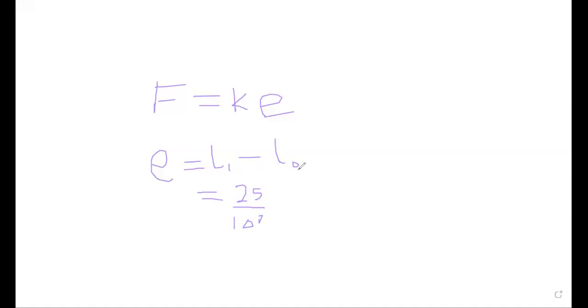Because I'm putting it in meters, then I subtract off 20 out of 100 because I'm also putting it in meters. So our extension E will be the same as having 0.25 minus 0.20. So to subtract these two, we'll be having our final answer as 0.05 meters. So these ones here are meters, but of extension.